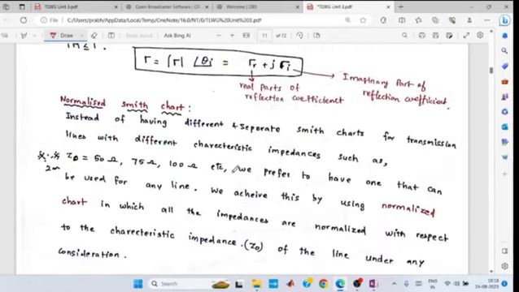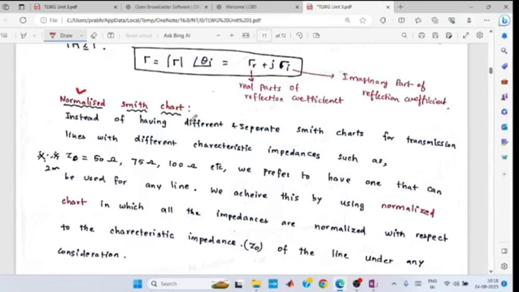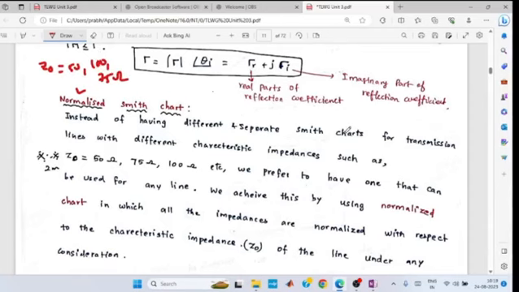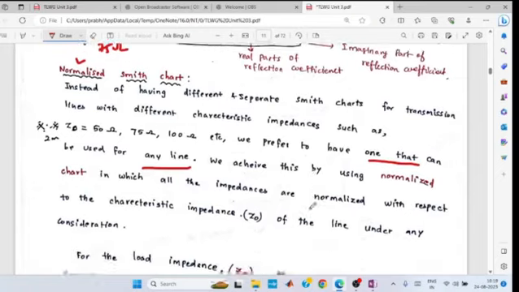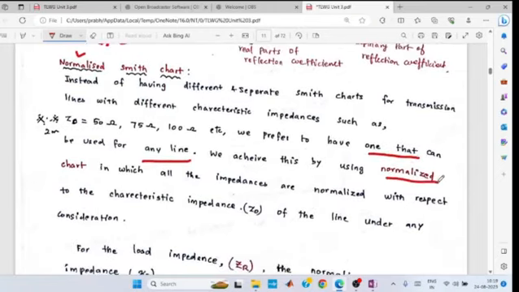The Smith charts that we use in our academics and in our subject are all normalized Smith charts. Typically the Z0 values are 50 ohms, 100 ohms, 75 ohms. So instead of having a different Smith chart for each characteristic impedance, we prepare only one Smith chart for any transmission line. That can be achieved by the procedure called normalization. That is the meaning of a normalized Smith chart.